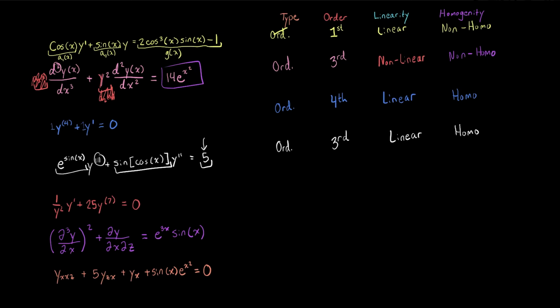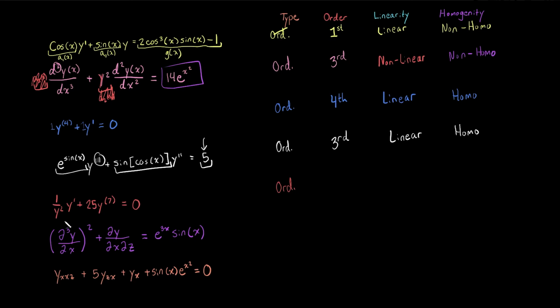If we go over our next example down here, we have 1 over y squared times y prime plus 25 times the 7th derivative of y with respect to x is equal to 0. So if I look at this, what is our type? Well, we have an ordinary differential equation. I know, so many ordinaries, but we do have some others in store.